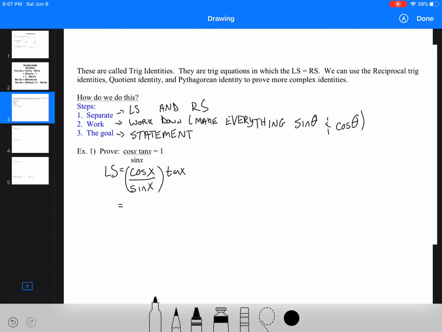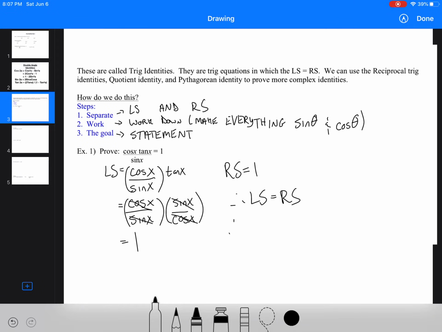Well, now from the quotient identity, we know that tan x is actually equal to sine over cos. Well, sine over cos, I can cancel my two sines, cancel my two coses, and I'm actually left with 1. Okay? And my right side was equal to 1, so therefore left side equals right side, and therefore cos x tan x over sine x equals 1.